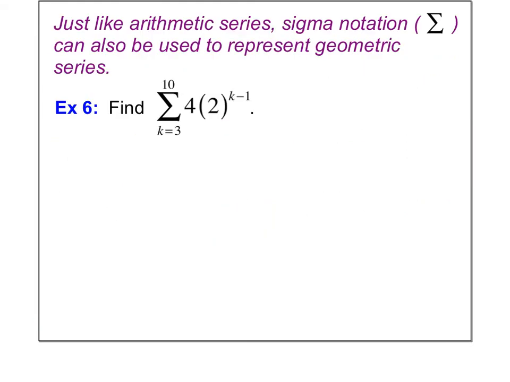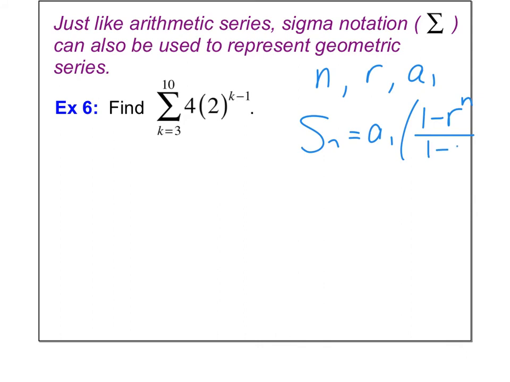Just like the arithmetic series, we can use the sigma notation for the geometric series. So what we need for this one is a few things. We need to know what n is, how many terms we are dealing with. We need to know what r is, and we need to know what the first term is. If we know those 3 items, n, r, and a1, I can use my equation for the geometric series. So let's figure out what n is, the number of terms.